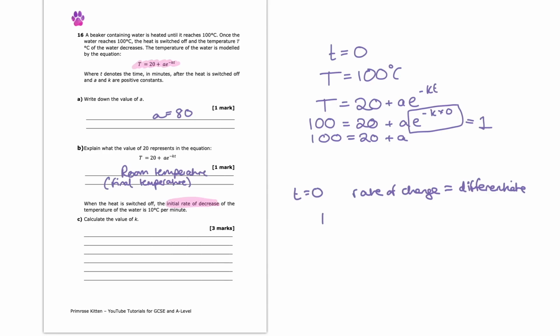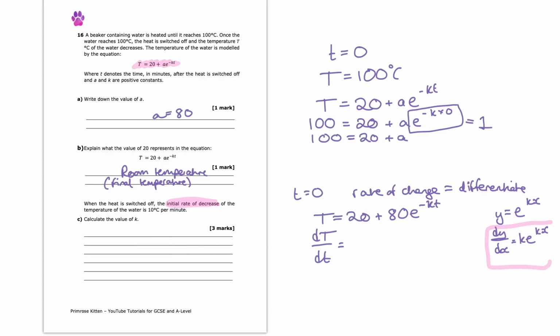Let us remind ourselves of it. And also we now know that A is 80, so we do want to use that in this. So we want to differentiate the temperature with respect to time. It would be worthwhile reminding us that when we have something of the form y equals e to the kx, the differential is equal to k e to the kx. That's going to be a key fact that we use in this question.